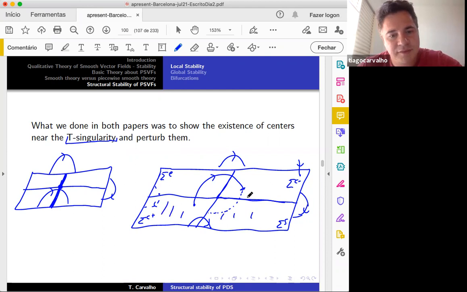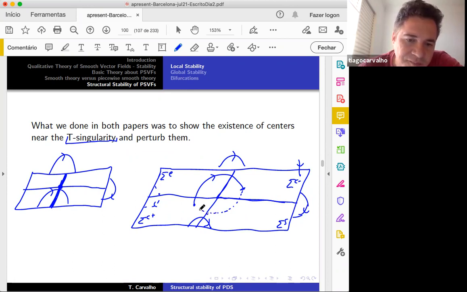But there are specific families of vector fields where this trajectory will meet exactly this same point, okay? Moreover, we can produce this kind of behavior for infinitely many trajectories here.